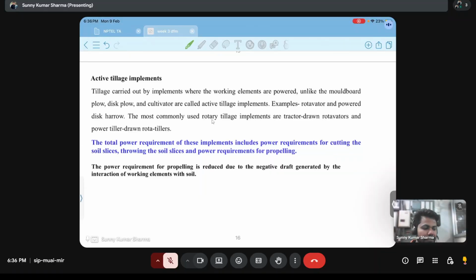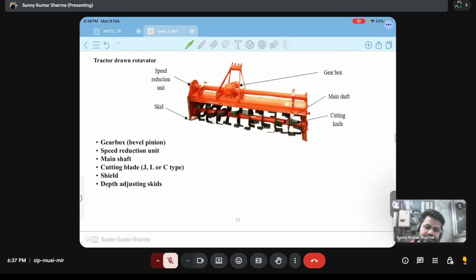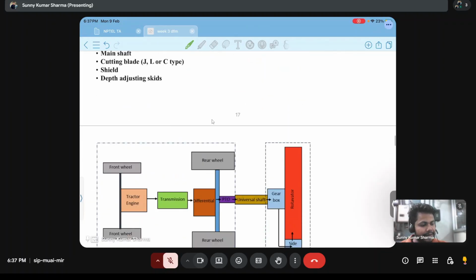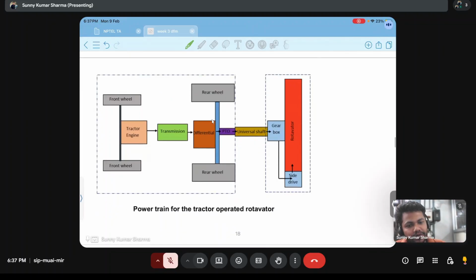Now this active tillage I've just explained. In active tillage implements, the first example is the rotavator. Rotavator has a gearbox, speed reduction unit, main shaft, cutting blade, shield and depth adjustment. So this is the transmission drive for the whole rotavator. From the tractor engine, it is getting transmission and we have differential, then PTO, universal shaft, gearbox, then the rotavator is getting power from the side drive from the gearbox.